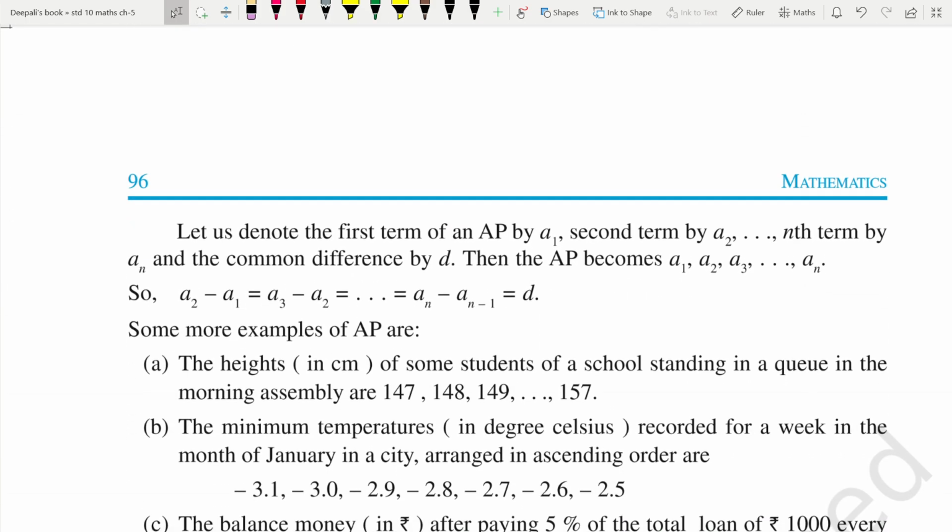Let us denote the first term of an AP by a1, second by a2, till nth term by an, and the common difference by d. Then the AP becomes a1, a2, a3, till an. So d is nothing but a2 minus a1 is equal to a3 minus a2, and so on till an minus a(n-1), that is equal to d. Very important formula this is.